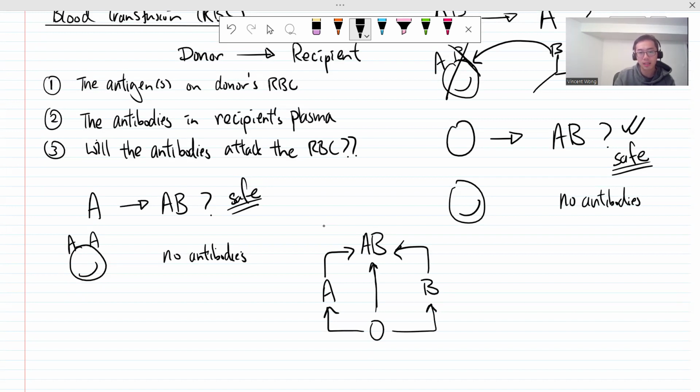So this is like a shortcut if you want. Okay, if you don't want to think about the reasoning behind it, if you just want to see who can donate to who, you can use this transfusion chart. The arrow shows you who you can give to. Obviously, you can receive from your own kind, right? Like if you're type A, you can receive from other type A as well.